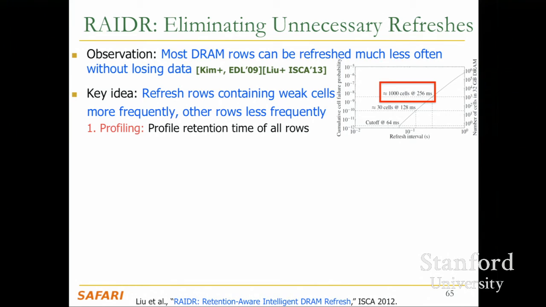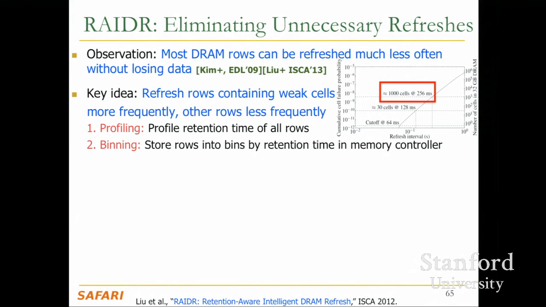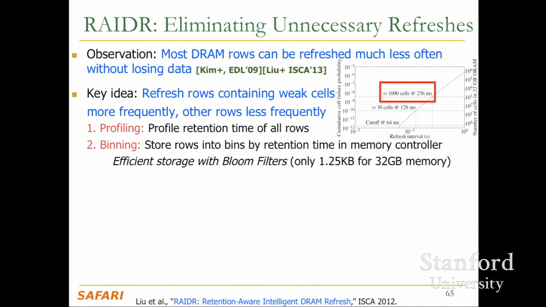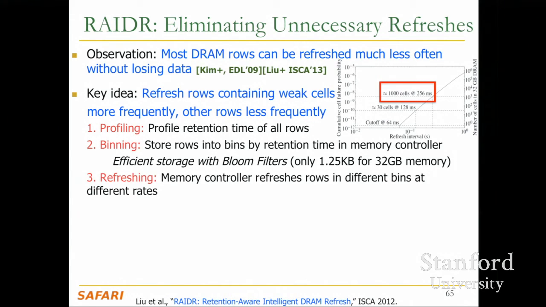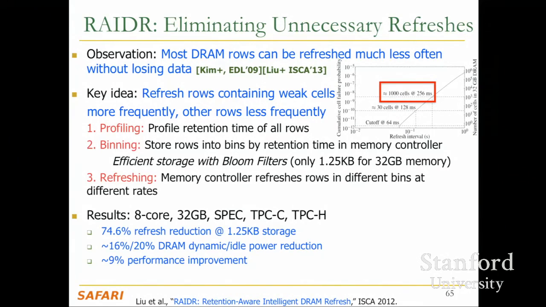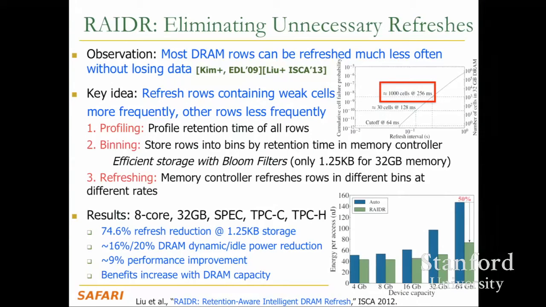Very quickly, you need to profile the retention time of all rows, figure out the minimum retention time of all rows, and store the rows into bins by retention time in the memory controller, if you're doing this in the memory controller. And you can have really simple mechanisms by using Bloom filters to do that. I'll refer you to the paper. And the memory controller can now refresh rows in different bins at different rates. Now, if you do that, you can get significant refresh reduction, almost 75%, at very low hardware costs. You can reduce DRAM dynamic and idle power significantly, and you can get significant performance improvement. And actually, benefits increase with DRAM capacity. So energy reduction increases to 50% at 64 gigabit node.